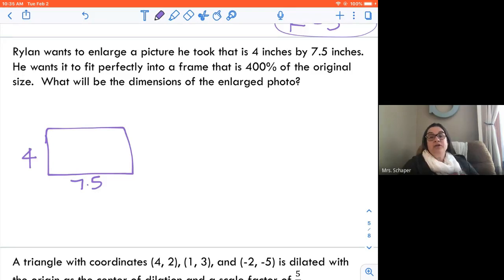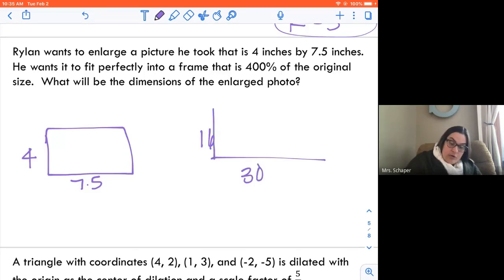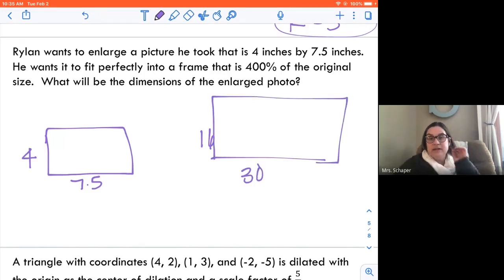Okay. A scale factor of 1 is 100%. A scale factor of 2 is 200%. A scale factor of 3 is 300%. So a scale factor of 400% is 4. Okay. So here we go. I'm going to multiply 4 by 4 is 16. 7.5 times 4 is 30. The new figure is going to be 16 by 30 inches. Okay. If you're going to increase it to 400% of the original, you multiply by 4.